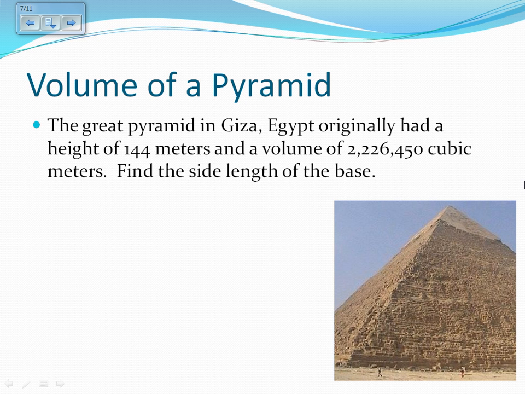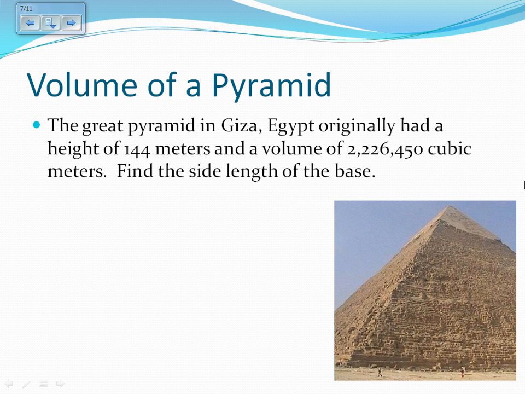First off, you need to know some history. What type of base did the pyramids have? Squares, okay? This is going to be a square pyramid. We know that the height is 144, so h is equal to 144. We know that the volume is equal to 2,226,450. And so we just plug it into our formula.